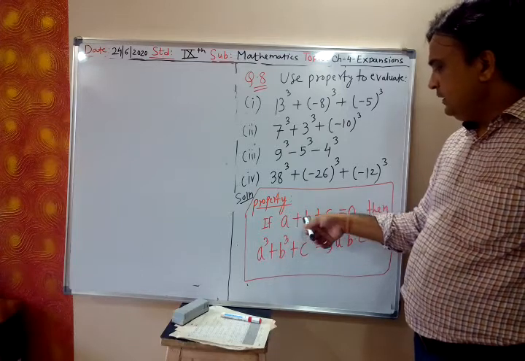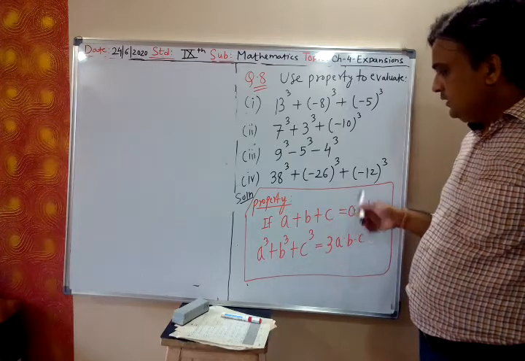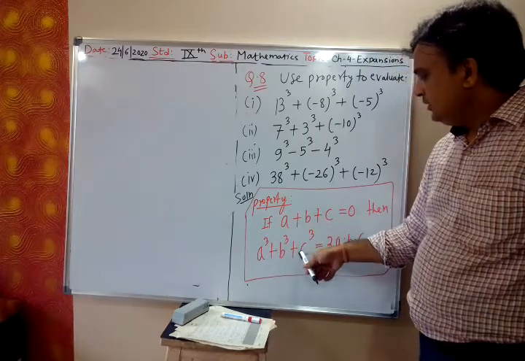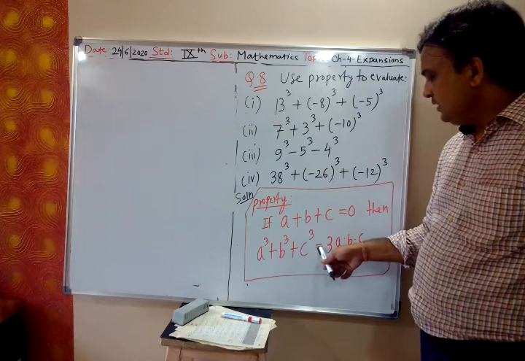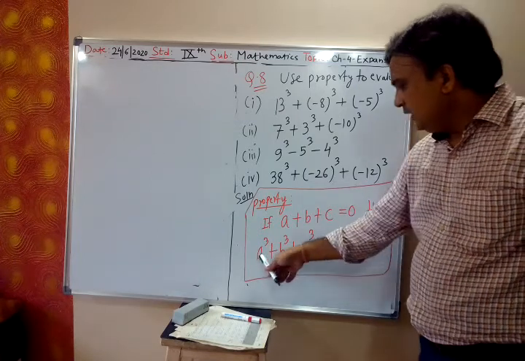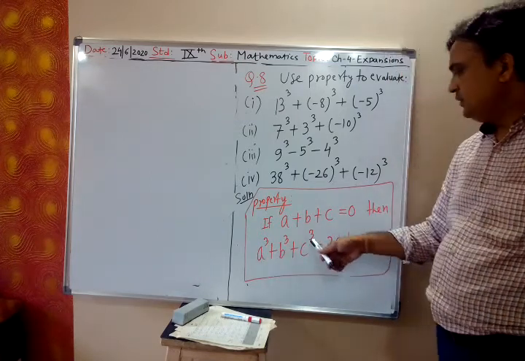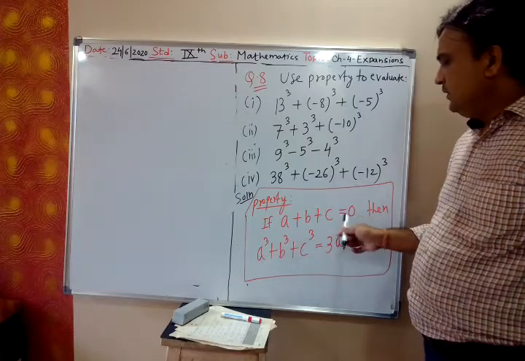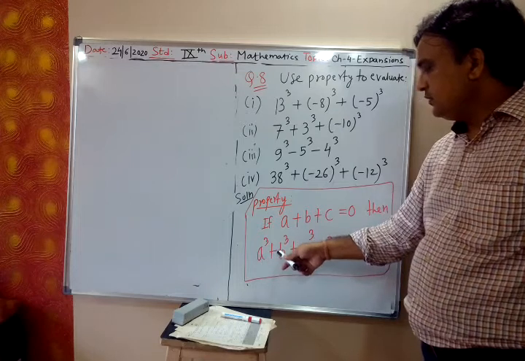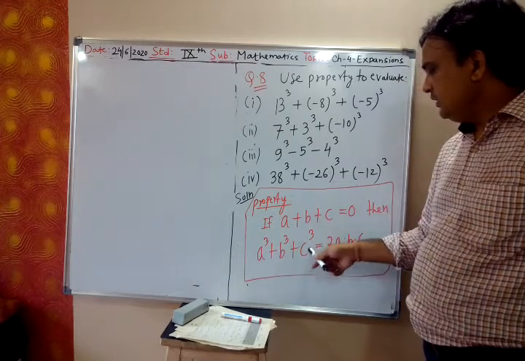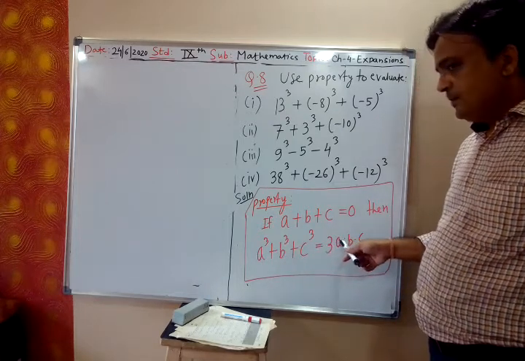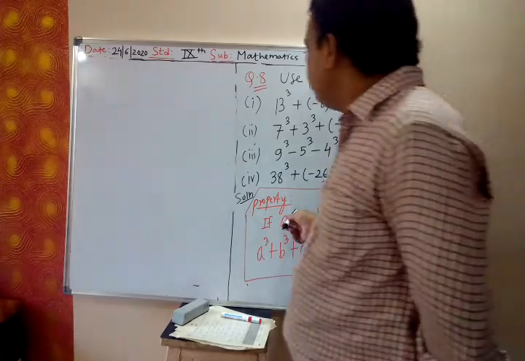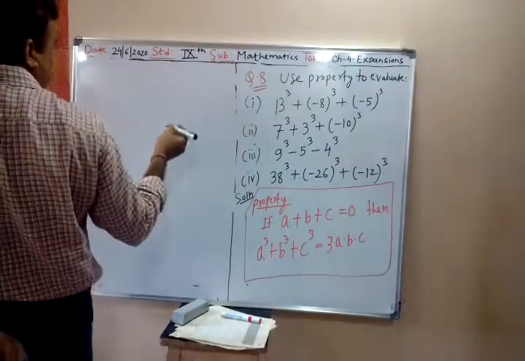So a plus b plus c is 0. Then cube of a plus cube of b plus cube of c is equal to 3 into a into b into c. So now we use this property to solve question number 8 first.